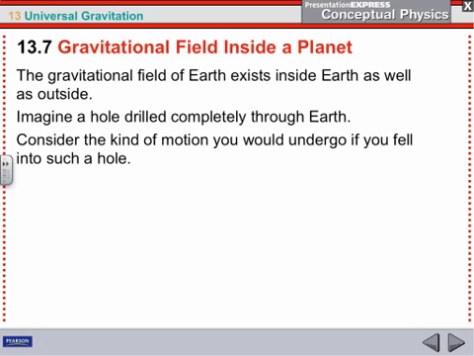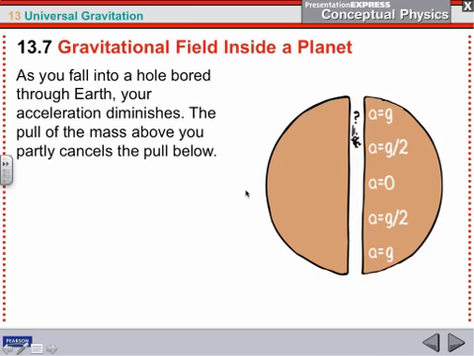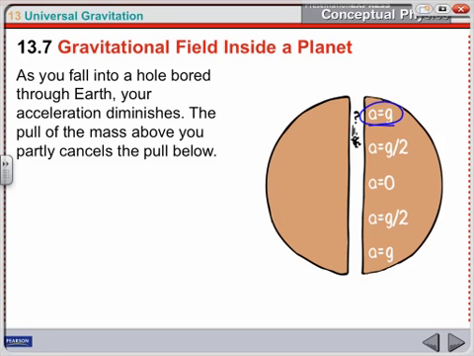Now this is where it gets interesting. If we talk about inside a planet, we talked about this earlier, but let's say we've got a hole drilled all the way through the Earth. What would happen if you jump into that hole? We fall in, and our acceleration at the beginning is equal to gravity, 10 meters per second squared, when we're up here. But as we start to fall, a quarter of the way through the Earth, it's only half of what it used to be. Now we've got a lot of the Earth above us, and that's going to be pulling us up.